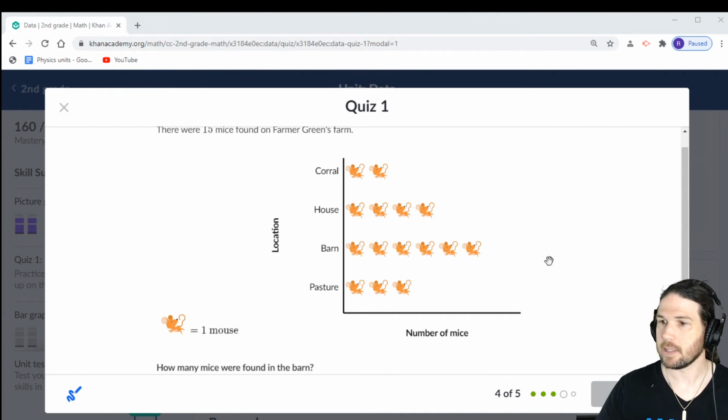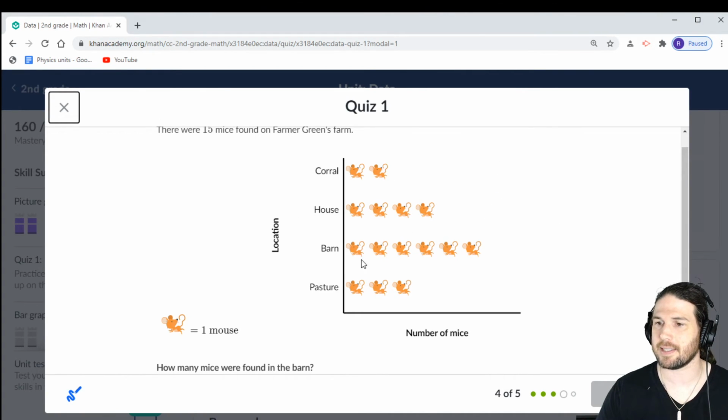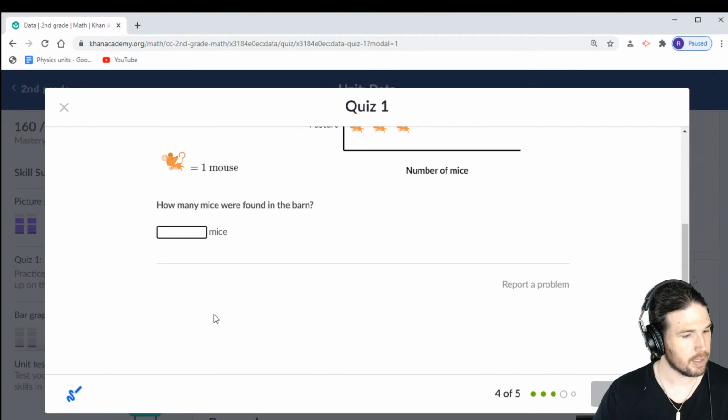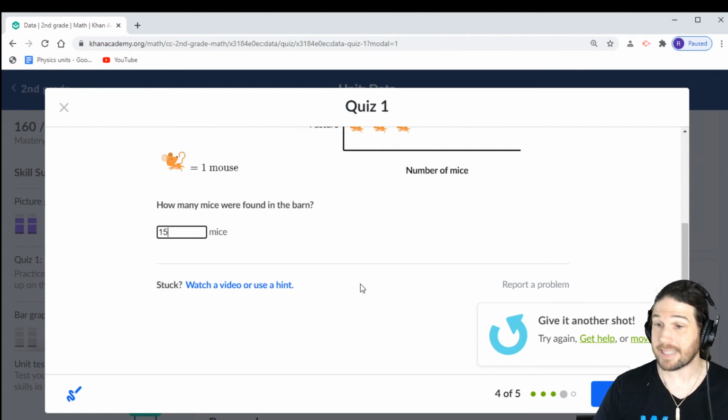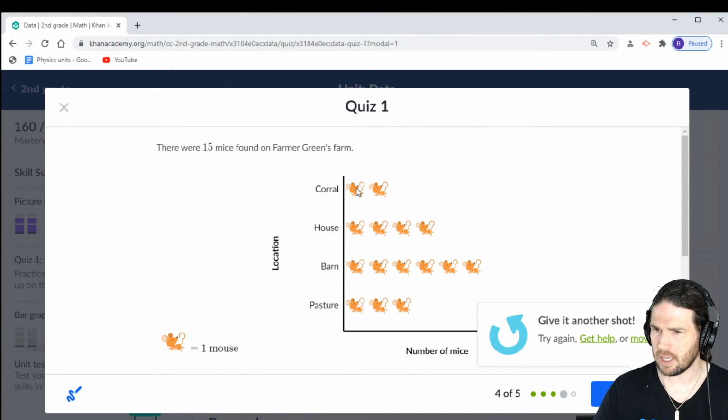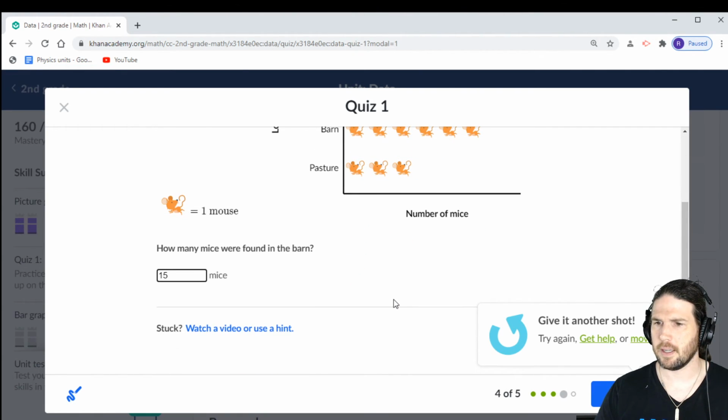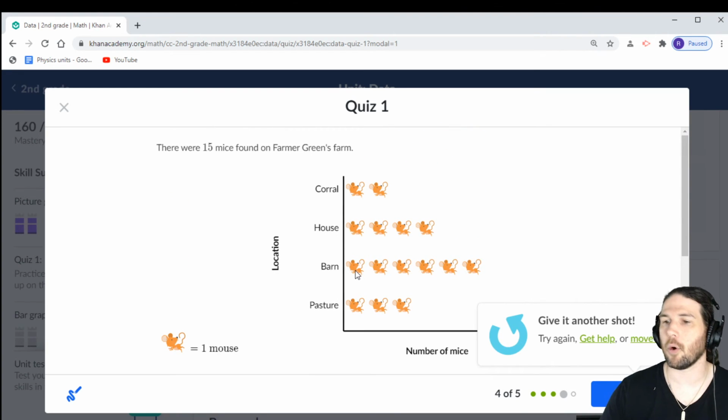Okay, so what did I just say? 2, 6, 7, 8, 9, 10, 11, 12, 15. Okay, so I see 15 mice. Moving on. I didn't get 15 mice. Did I count wrong? 1, 2, 3, 4, 5, 6, 7, 8, 9, 10, 11, 12, 13, 14, 15. Oh, there were only 1, 2, 3, 4, 5, 6 of them found in the barn.